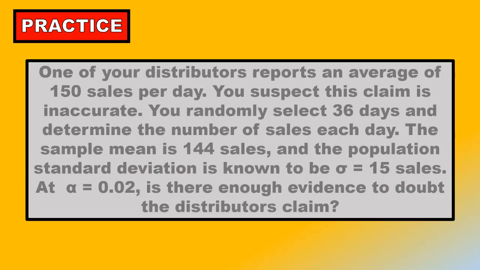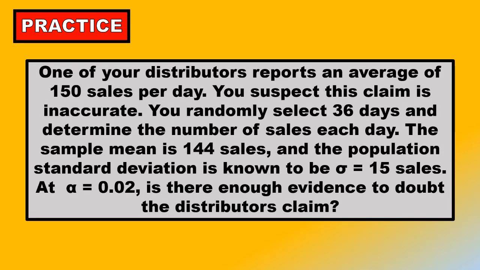Okay, so here's a practice problem for you. One of your distributors reports an average of 150 sales per day. You suspect this claim is inaccurate. You randomly select 36 days and determine the number of sales each day. The sample mean is 144 sales, and the population standard deviation is known to be sigma equals 15 sales. At the 0.02 level of significance, is there enough evidence to doubt the distributor's claim?